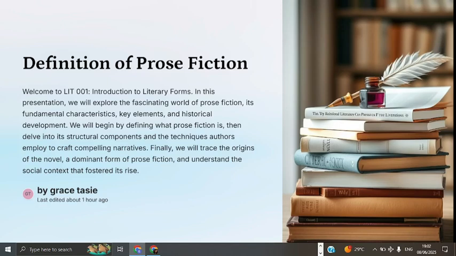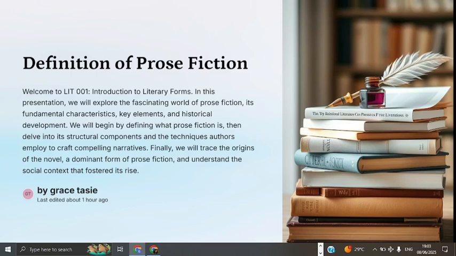So today we'll be considering the definition of prose fiction as a whole. So what is prose fiction first off? Prose fiction refers to a type of literary work that is written in ordinary language without a metrical structure like poetry. So it encompasses a wide range of narrative forms including novels, short stories and novellas. So prose fiction often explores themes, characters and plots in a fictional setting, allowing readers to engage with imaginative stories and ideas.